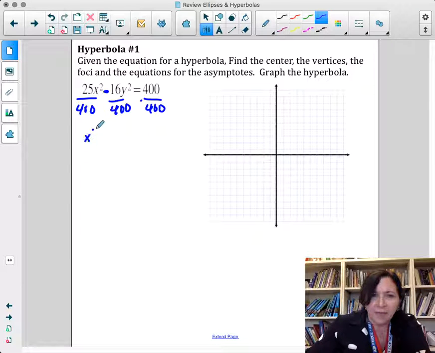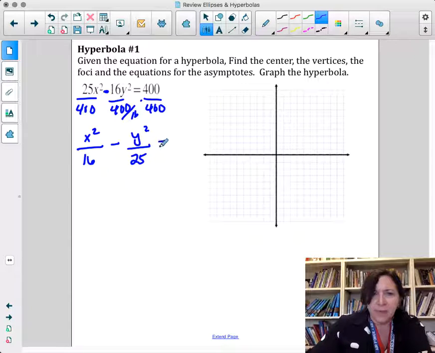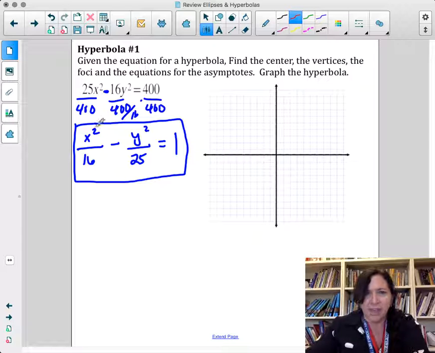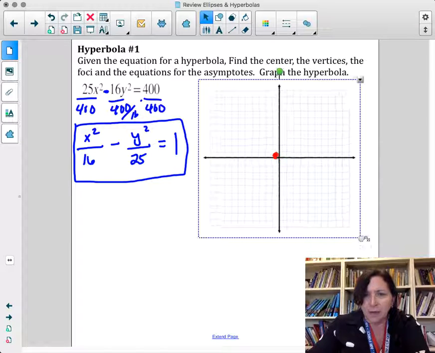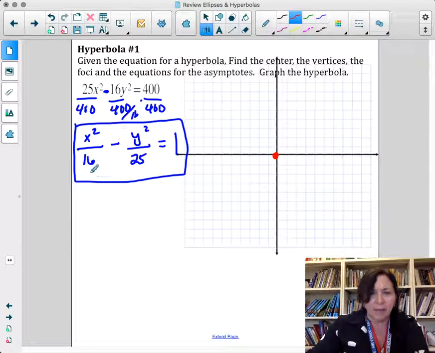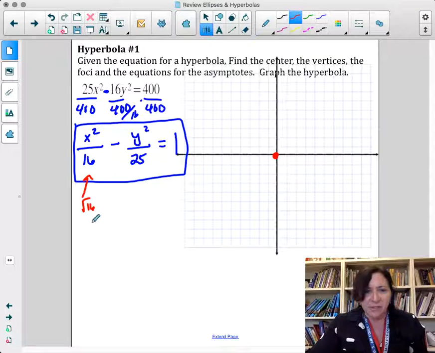So what we have is x squared over 400 divided by 25, that's 16, minus y squared over 400 divided by 16, which is 25, is equal to 400 divided by 400, which is 1. So here's the standard form for my hyperbola. If I don't complete the square, that tells me that my center is at 0, 0. Now, in the x direction, I'm going to look at what's under my x, and I'm going to take the square root of that distance. So you're going to take the square root of 16, which is 4.